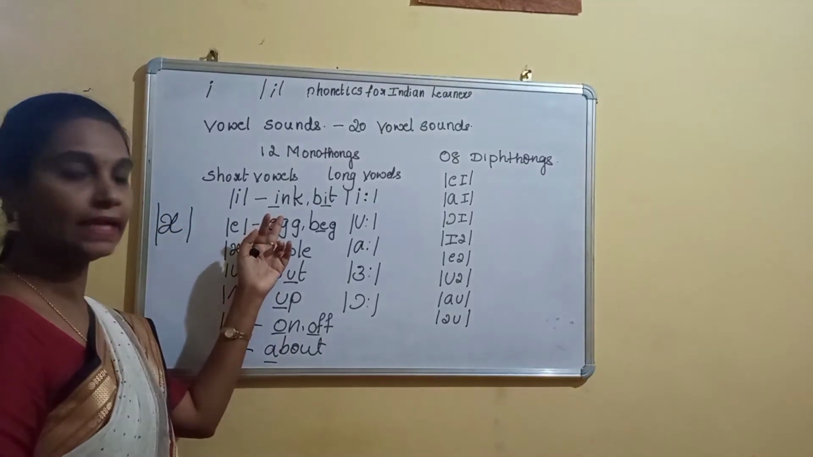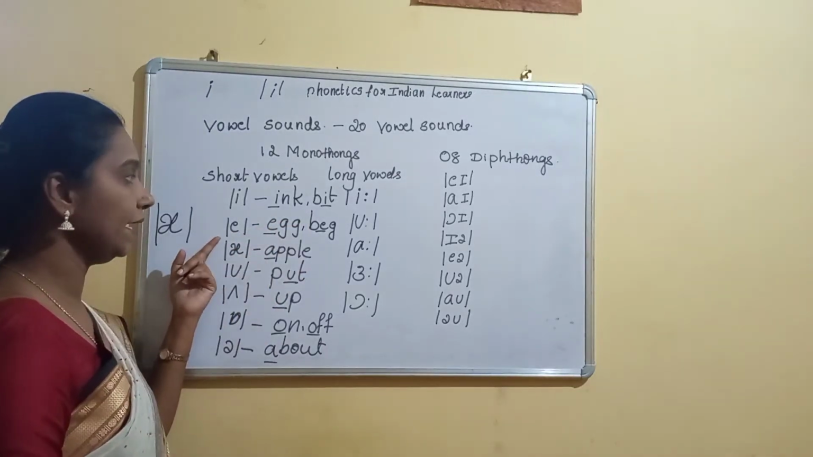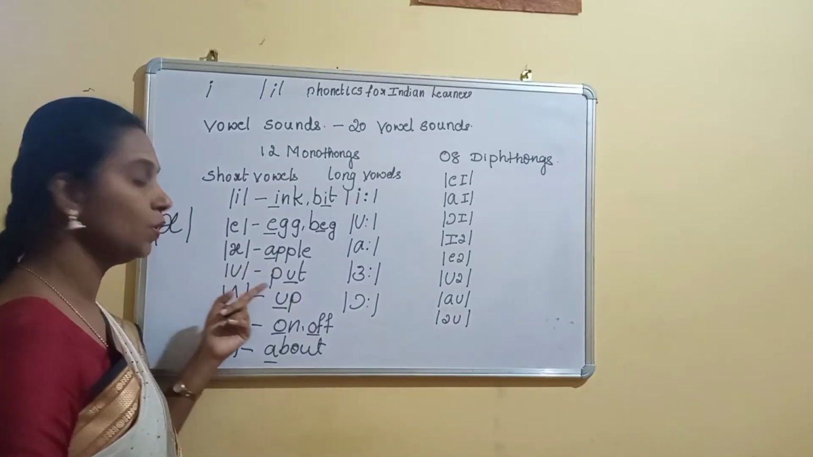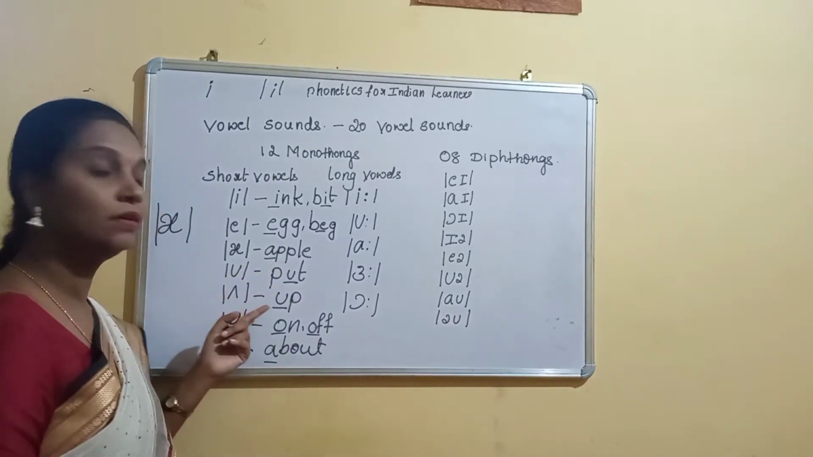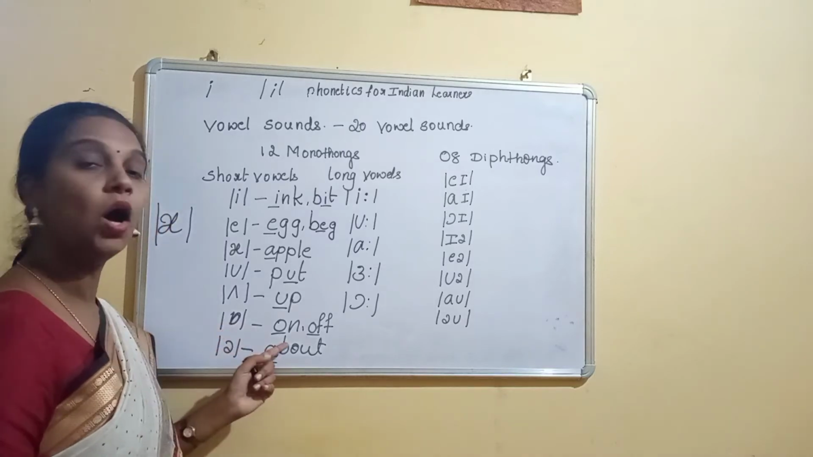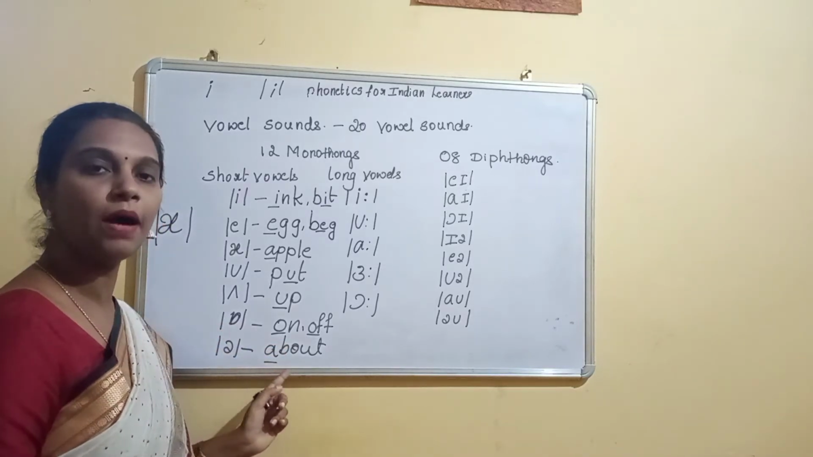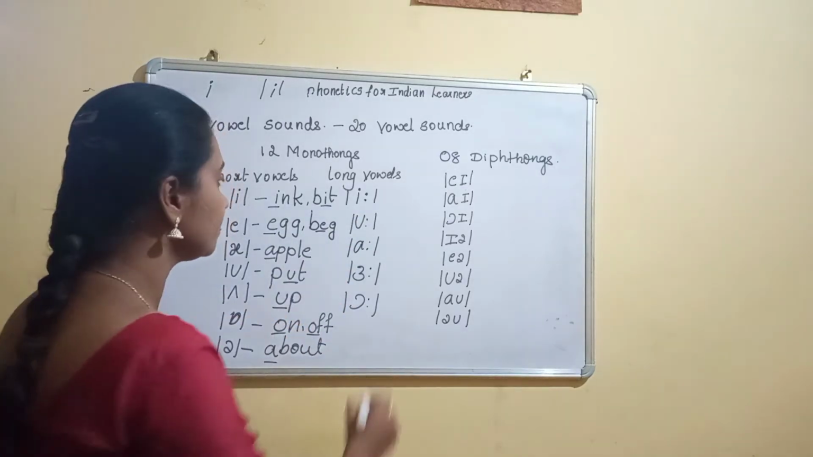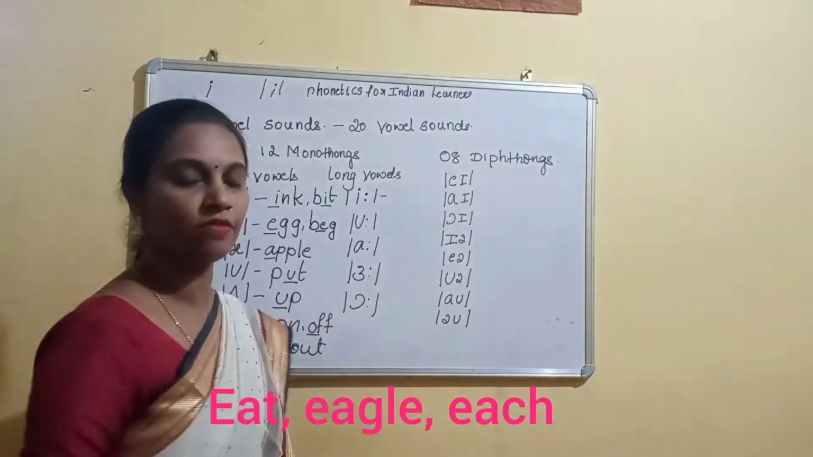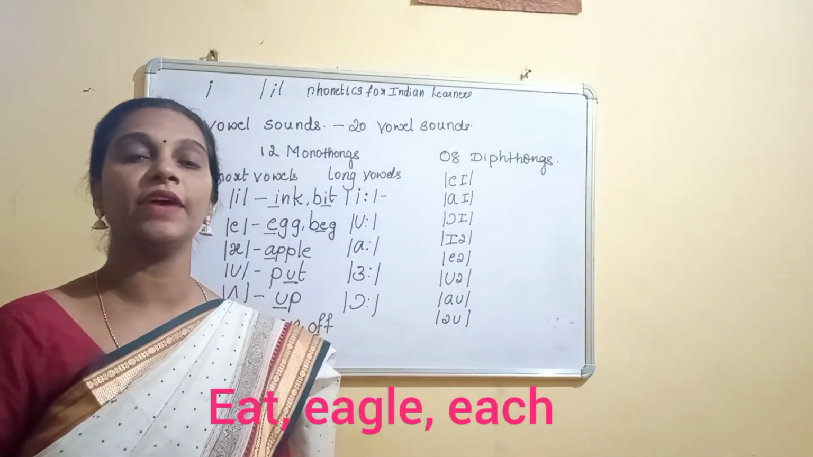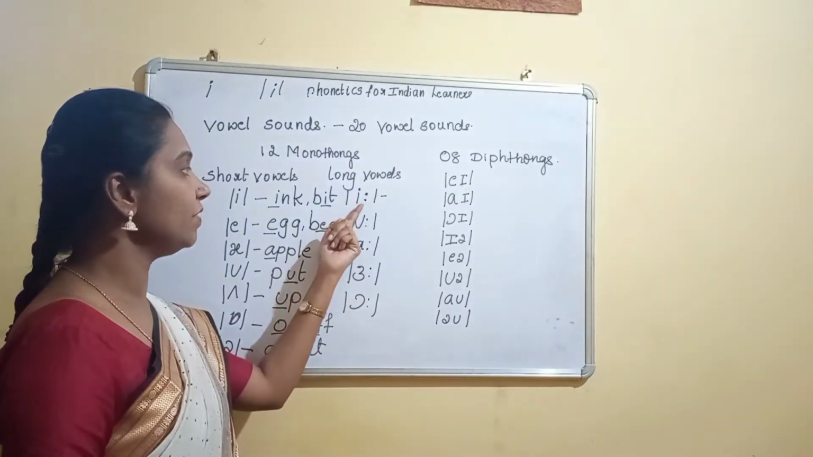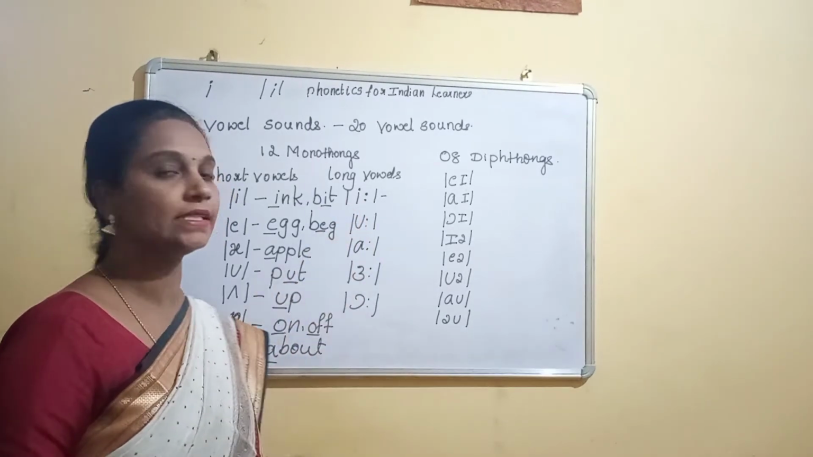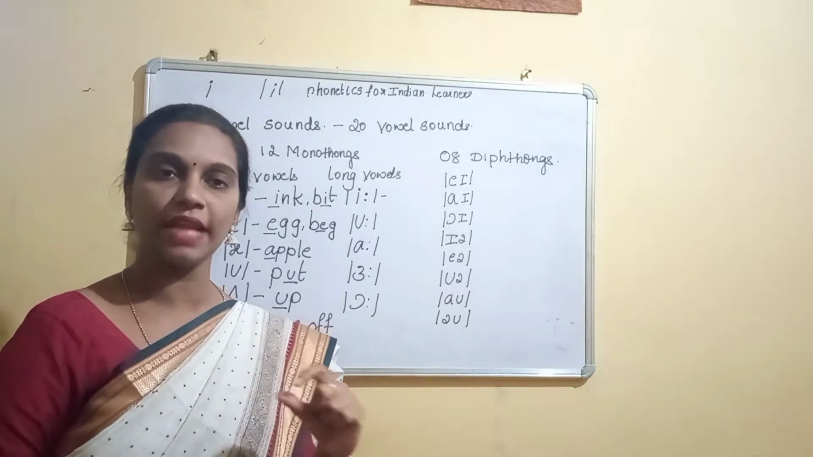I'll read out the words with the sounds once again. E, ink, bit. A, egg. A, apple. O, put. A, up. O, on. A, about. Next, let's move to the long vowel sounds. We can very easily identify the long vowel sounds. When we write two dots next to the sound, it means that it is a long vowel sound, which means we have to drag it a little.